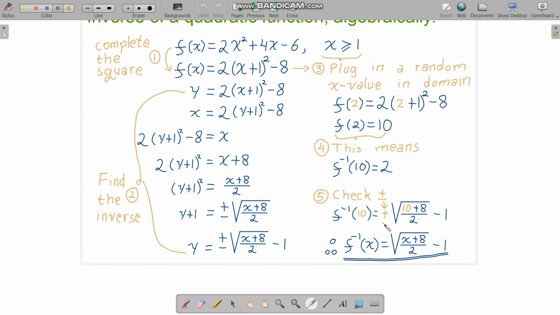Now we can check whether we have to use the plus or the minus sign by plugging in 10 here for x. 10 plus 8 is 18, over 2 is 9, and the square root of 9 is 3. Remember, we need to get 2 for f inverse of 10. So we have to use the plus because 3 minus 1 is 2. In conclusion, the inverse is the positive square root of (x plus 8) all over 2, minus 1.